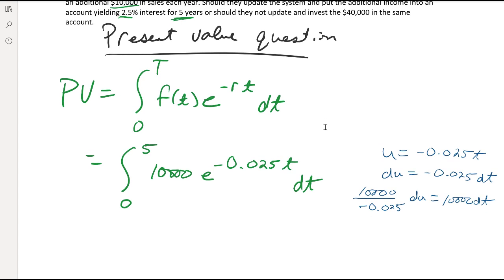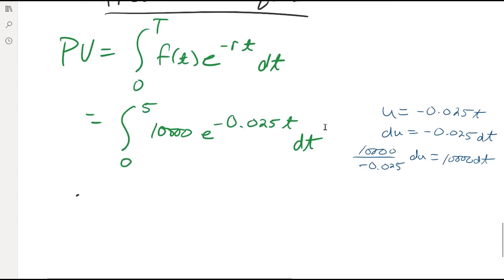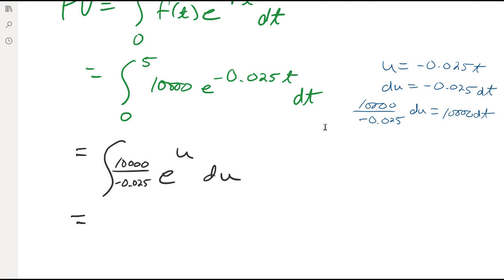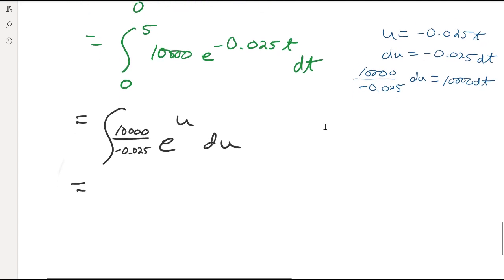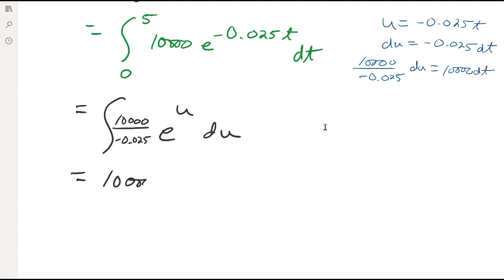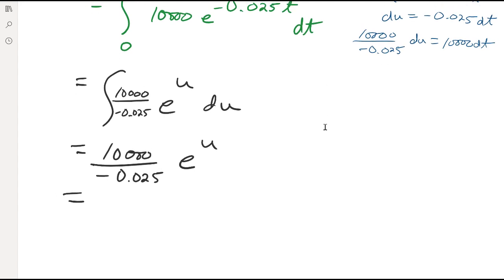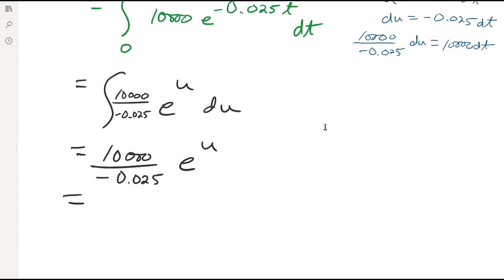Okay, now let's substitute. We're going to drop our bounds because we're about to switch over to u's. So we're going to have e to the u, and then the 10,000 dt, we just said, is 10,000 over negative 0.025 du. Then we integrate, and the integral of e to the u is the same thing, e to the u. So after we integrate, we get 10,000 over negative 0.025 times e to the u. And then we bring back our t. u was negative 0.025t.